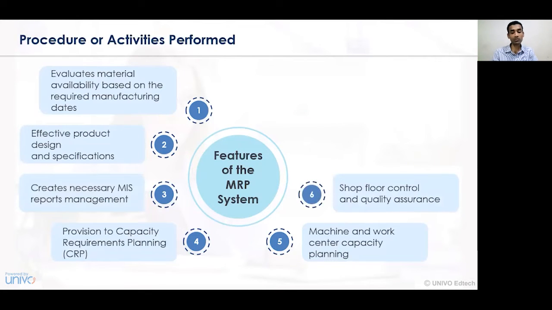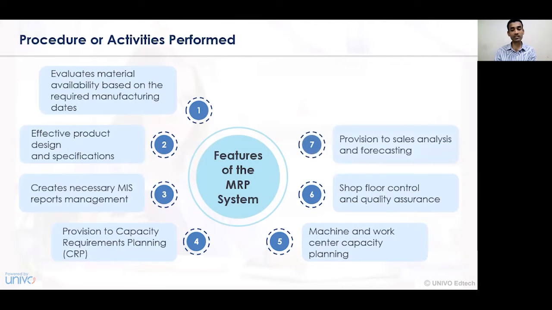The sixth component is shop floor control and quality assurance. So what are the various quality assurances associated with the business organization or a manufacturing unit, and how can those activities be controlled at the shop floor level? So shop floor control and the quality assurance activities that need to be undertaken are also one of the features and participants of the MRP system.